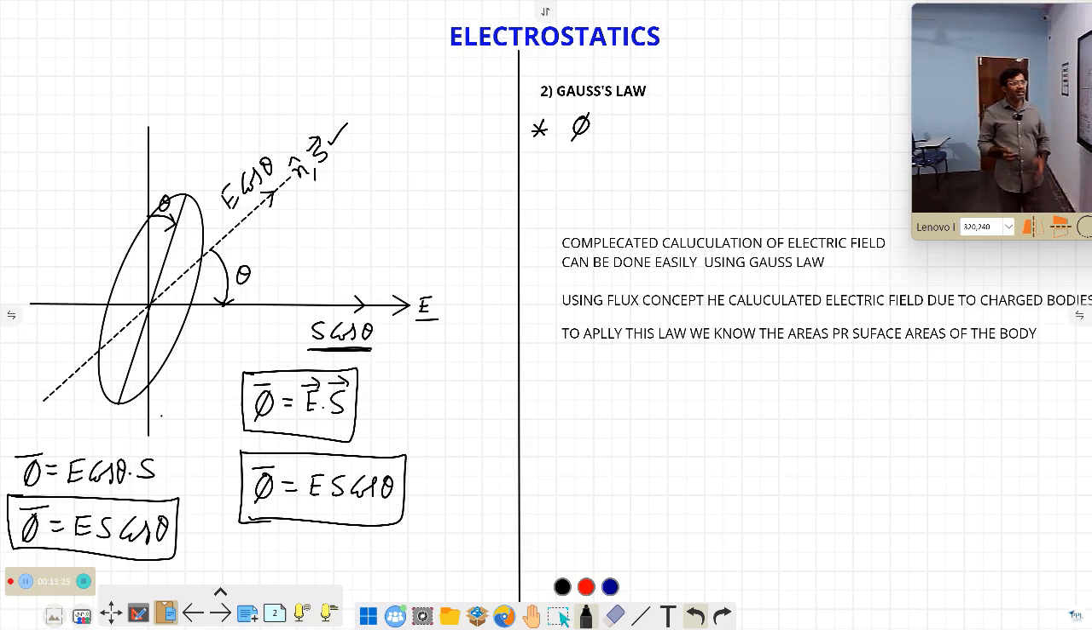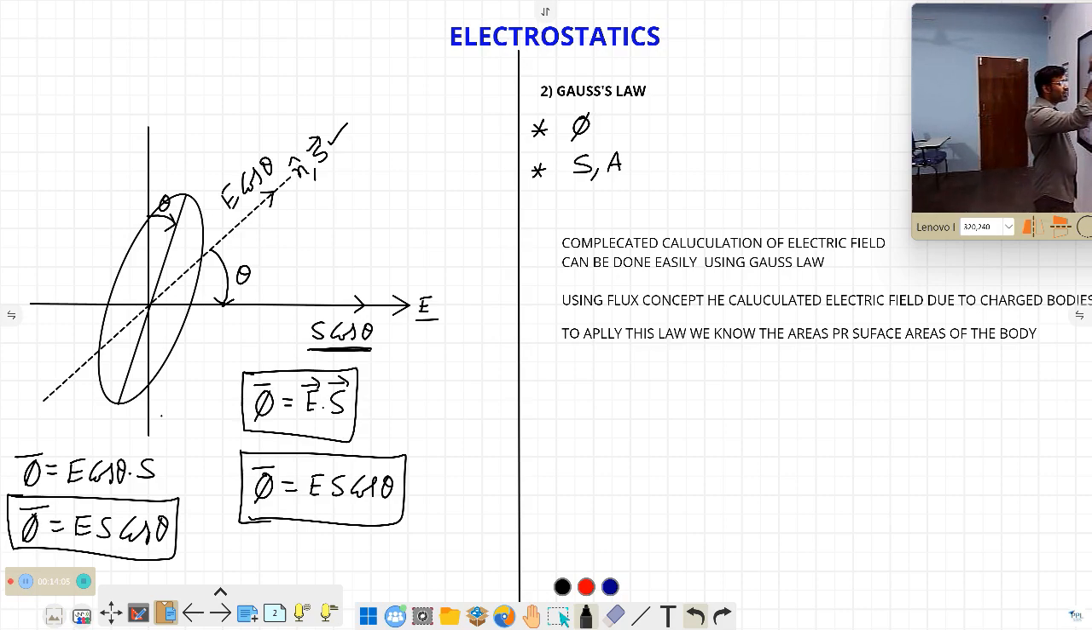Using the flux concept, he explained Gauss law and he was able to calculate the electric field due to charged bodies. Next, in this case, he chose bodies having some surface areas. So for bodies which have surface areas, you can apply Gauss law directly. Suppose you are not having bodies with surface areas, you can still use Gauss law by imagining a surface area of the body. That is only what we need to understand, how to apply this. We'll discuss it next.